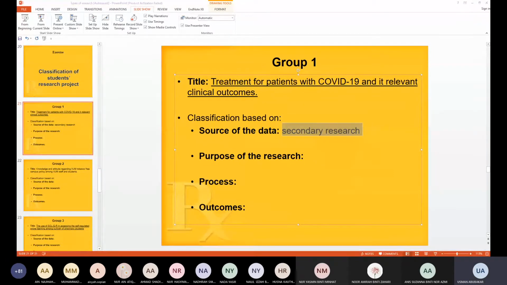All right. How about the next criteria? The purpose of the research. Descriptive. So you want to look at what has been done, the treatments that have been given, and the outcomes. Yes. All right, very good. Any question regarding this?